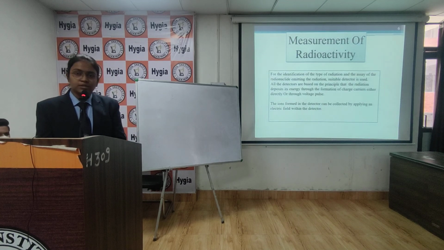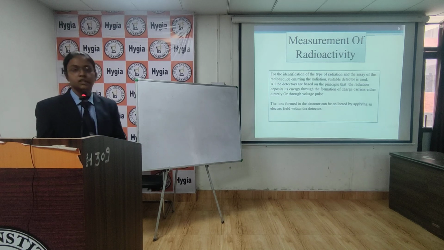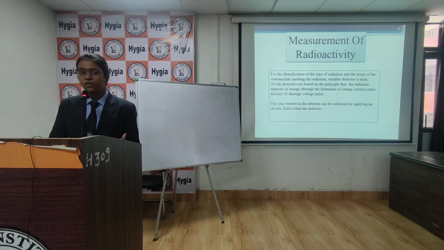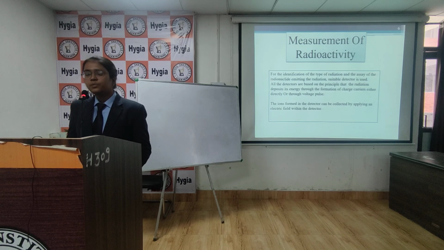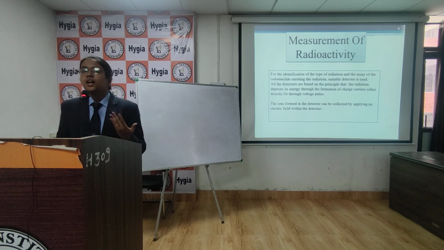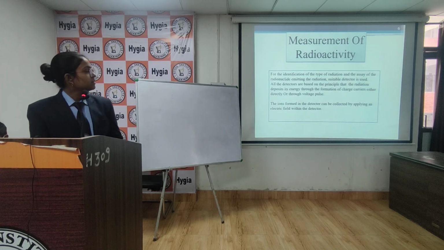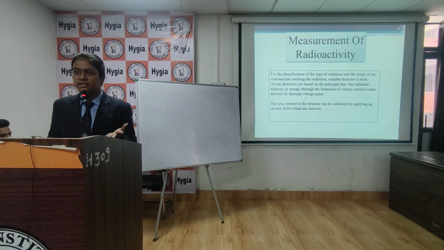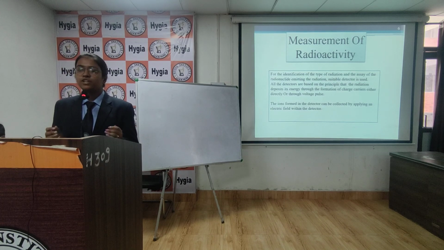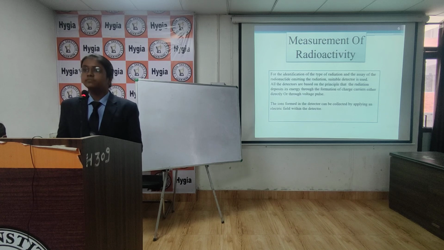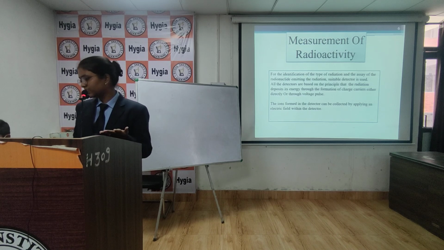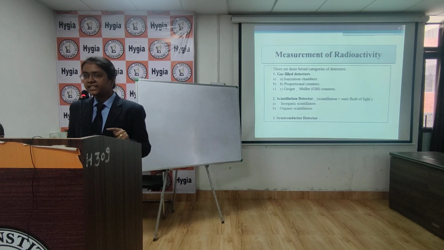We'll be proceeding to measurement of radioactivity. For the identification of different types of radiations, we use detectors, and all the detectors are based on the principle that the radiations are ionized and they are collected on a screen. When they are ionized, they form charge carriers which are recorded directly or with the help of voltage impulses. There are three types of counters or detectors which we use. Next slide. That is gas-filled detectors, scintillation detectors, and semiconductor detectors.